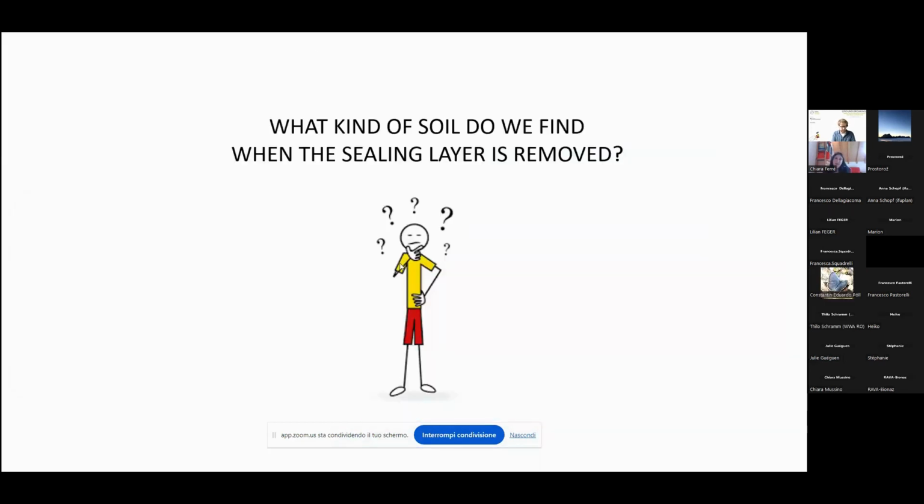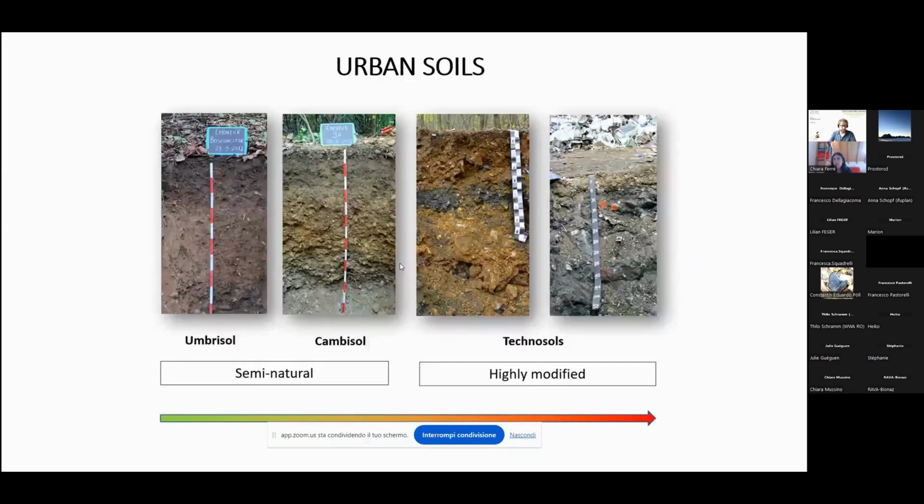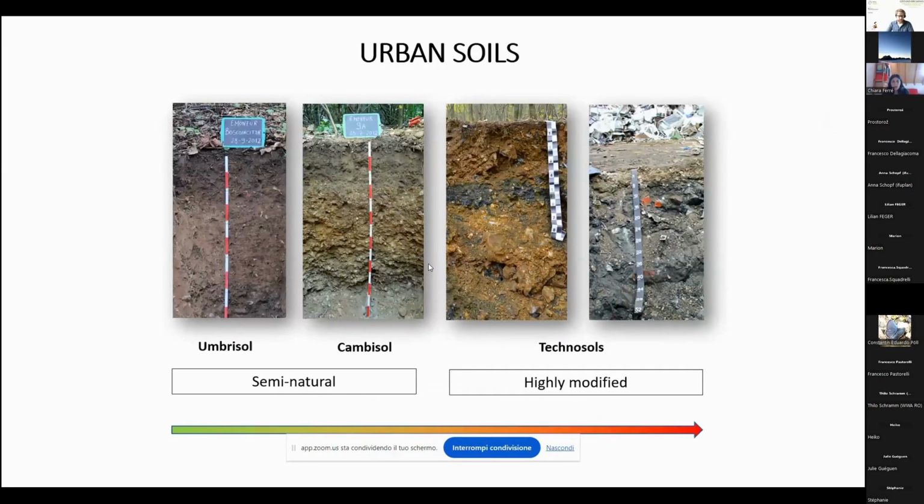But another question is what kind of soil do we find when the sealing layer is removed? This is important because the type of soil affects the practices to be carried out. So which kind of soil? To answer, you should know something about urban soils. Something was said during the first webinar. I will be brief. So, yes, here you can see some urban soils.